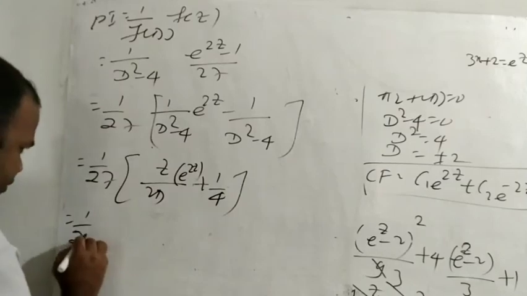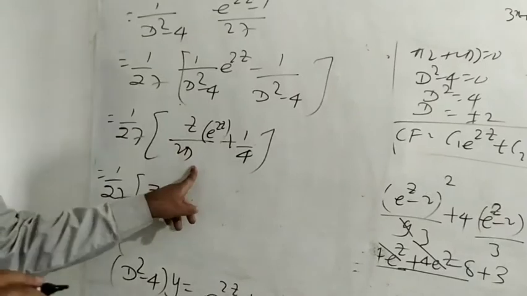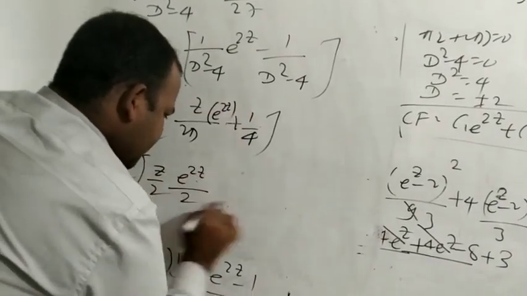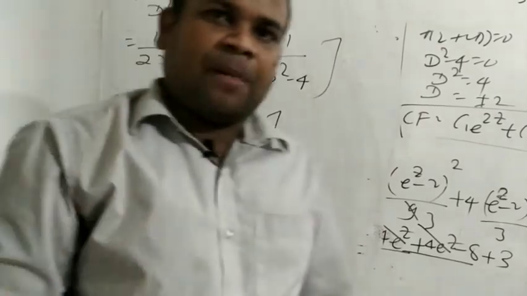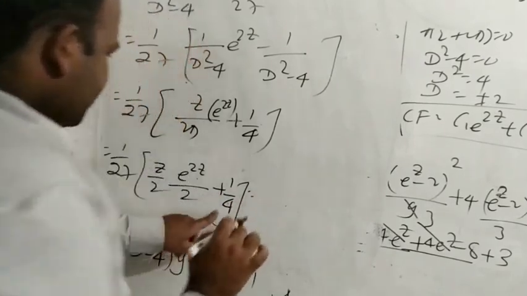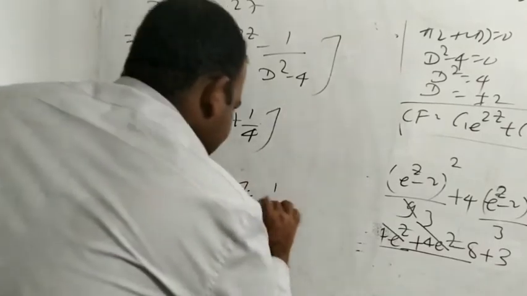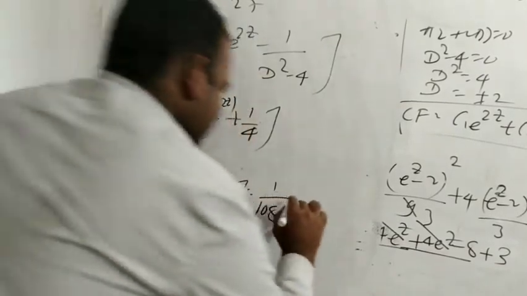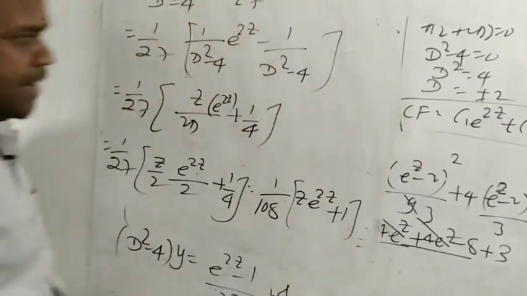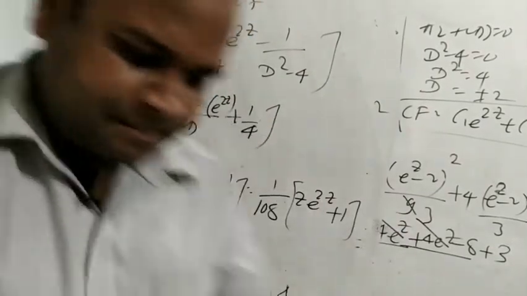So this is 1 upon 27, z by 2, 1 upon d. 1 upon d means integration of e raised to 2z. e raised to 2z upon 2, e raised to x upon a, plus 1 upon 4. So 1 upon 4 you take, this 2 to 4, this is also 4, so 4 you take common. So this is 1 upon 108, z e raised to 2z plus 1. So this is our PI. So this is our CF and this is our PI.